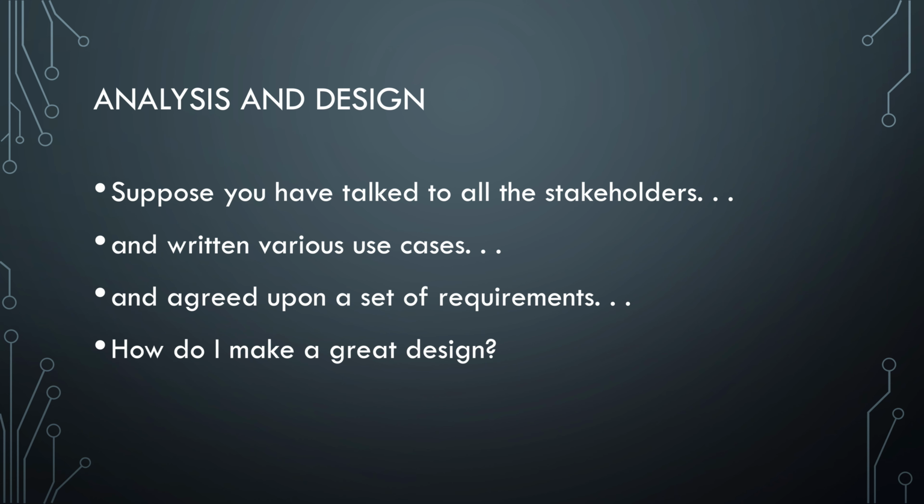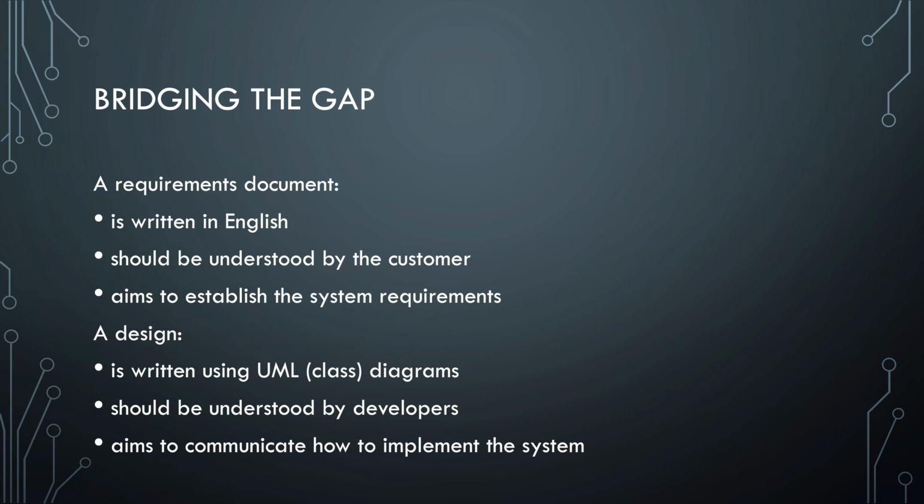Let's go back to analysis and design for a bit. You've talked to all the stakeholders, you've written use cases, and you've agreed on a set of requirements. How do you write a great design? A requirement document is written in English, is understood by the customer, and aims to establish the requirements of a system. A design, on the other hand, is written in UML, should be understood by the developers, and indicates how to implement the system. The customer won't understand this design, so how do you bridge the gap?